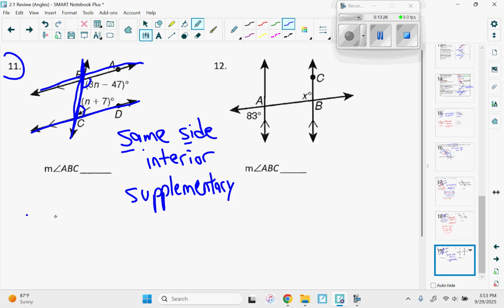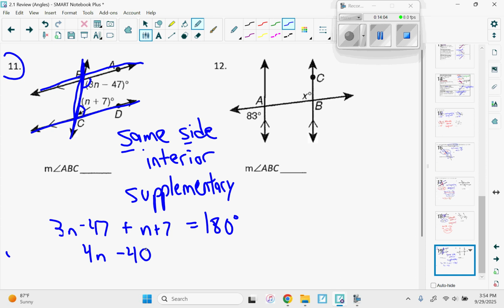So it's going to look like this. 3n minus 47 plus n plus 7. So my two angles added together and equal 180 degrees. Now I want to go through and combine my terms. I can get rid of these parentheses. And go ahead and combine my terms. We get 4n. We get minus 40.